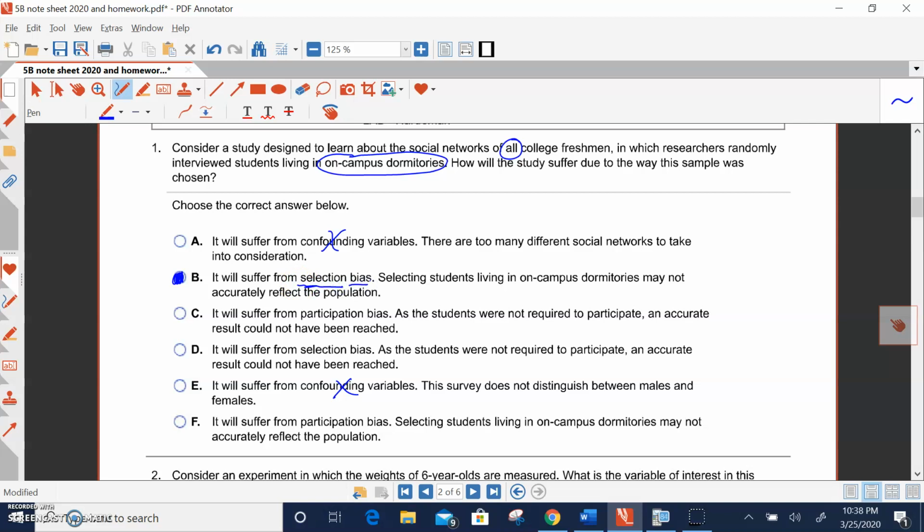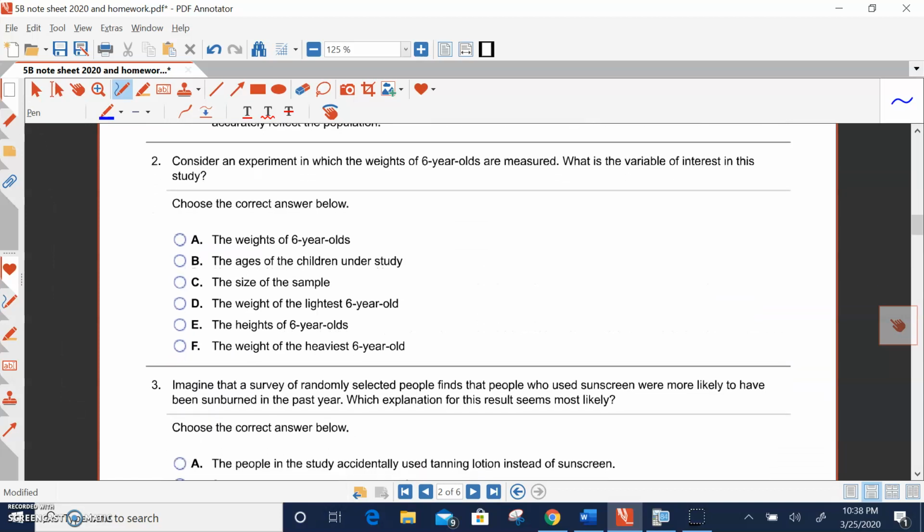Okay, so now read through number 2, pause it, get an answer, and then come back. Let's consider this situation where the weights of 6-year-olds are measured. The question is, what is the variable of interest in this study? What are they trying to measure? They're trying to measure the weights of 6-year-olds. So, of the answers given here, the weights of 6-year-olds is our variable of interest, not the weight of the heaviest 6-year-old or the lightest 6-year-old or their ages. It's the weight of 6-year-olds.